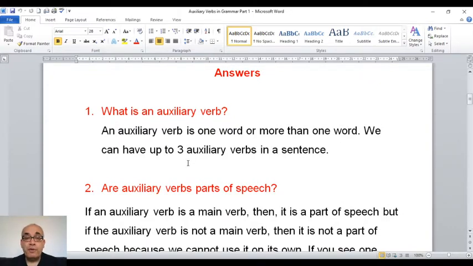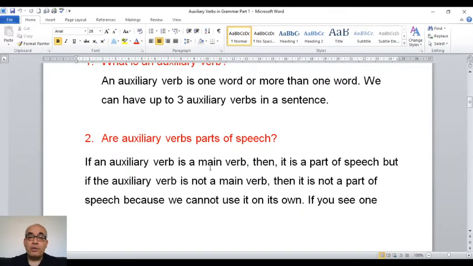An auxiliary verb is one word or more than one word. Sometimes it is one word, sometimes it is more than one word in a sentence. We can have up to 3 auxiliary verbs in a sentence.